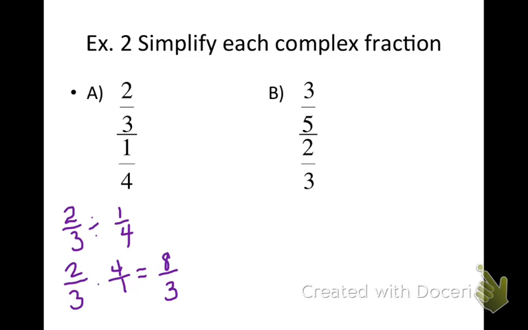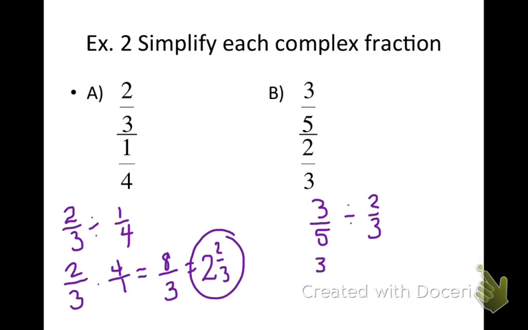And then you can leave it improper, or you can go ahead and change it to a mixed number. And again, if this were a unit rate, it would have units and labels. Okay, so again, a complex fraction is just a fraction divided by a fraction. Okay, so 3/5 divided by 2/3 is 3/5 times 3/2, which is 9/10. Let's leave it as a fraction is fine.